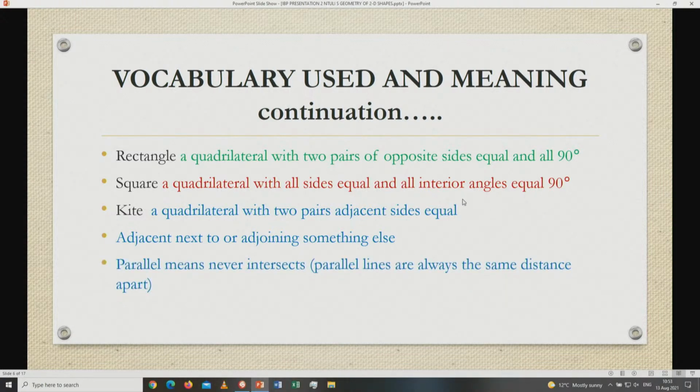Right. Parallel. What does parallel mean? It means never intersect. Parallel lines are always the same distance apart, guys, like I've said before. And I even made an example of a railway.